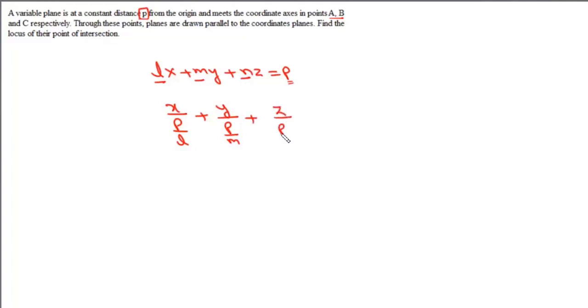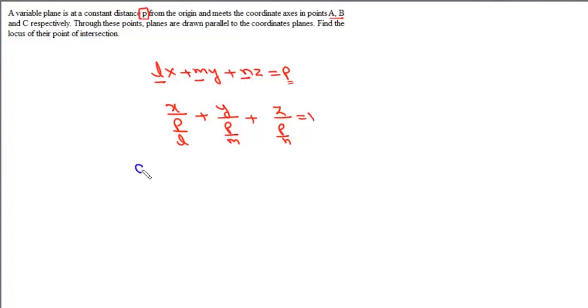A variable plane is at a constant distance p from the origin and meets the coordinate axis in points A, B and C. Through these points, planes are drawn parallel to coordinate planes. Find the locus of their point of intersection. Now, for this, we'll write the equation of the plane as lx plus my plus nz equals p, where l, m and n are direction cosines and p is the perpendicular distance from origin. Now we write it in intercept form. We can write this equation as x upon p by l plus y upon p by m plus z upon p by n, and it is equal to 1.